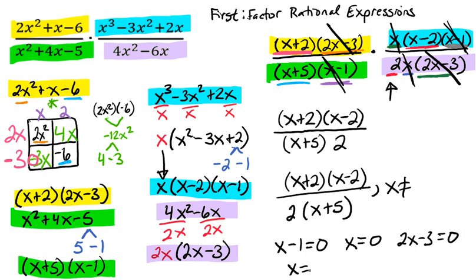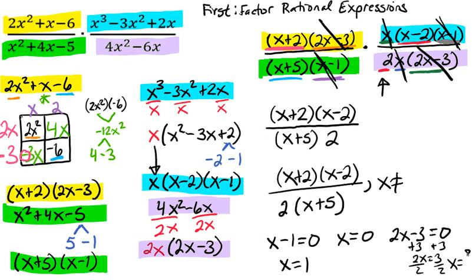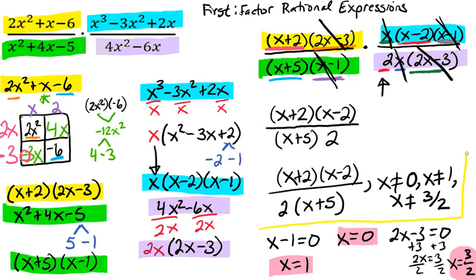So here we see that x would equal a 1, here x would be a 0, and here when we solve that out, we see that x would equal a 3 halves. And so these numbers right here are the numbers that x is not allowed to equal. So we'll say x cannot equal 0, x cannot equal 1, and x cannot equal 3 halves. And this is going to be our solution right here.